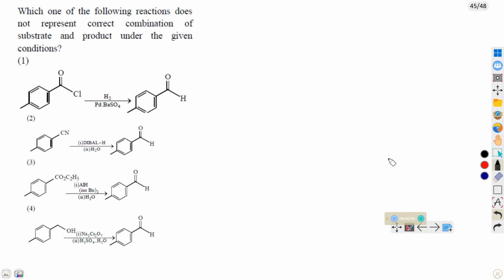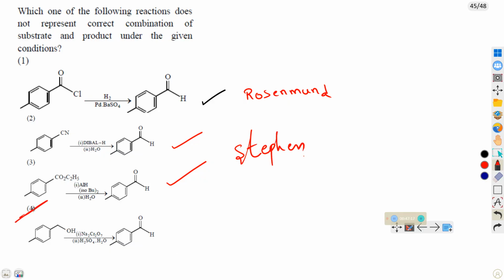Which one of the following reactions does not represent the correct combination of substrate and product under the given conditions? First one is correct, the Rosenmund reduction. Second one, cyanides converted to aldehydes, esters converted to aldehyde, Stephen reduction. Fourth one is incorrect. This is Jones reagent. Alcohols with Jones reagent do not give aldehyde, they give carboxylic acids.